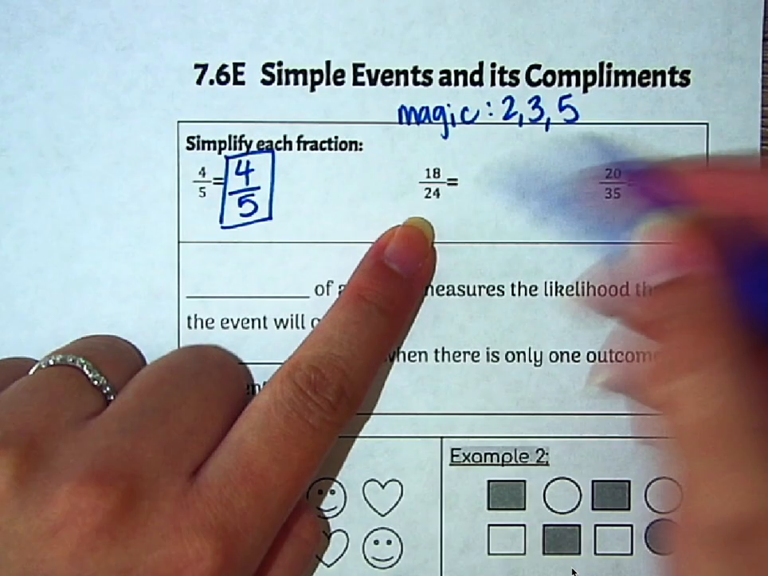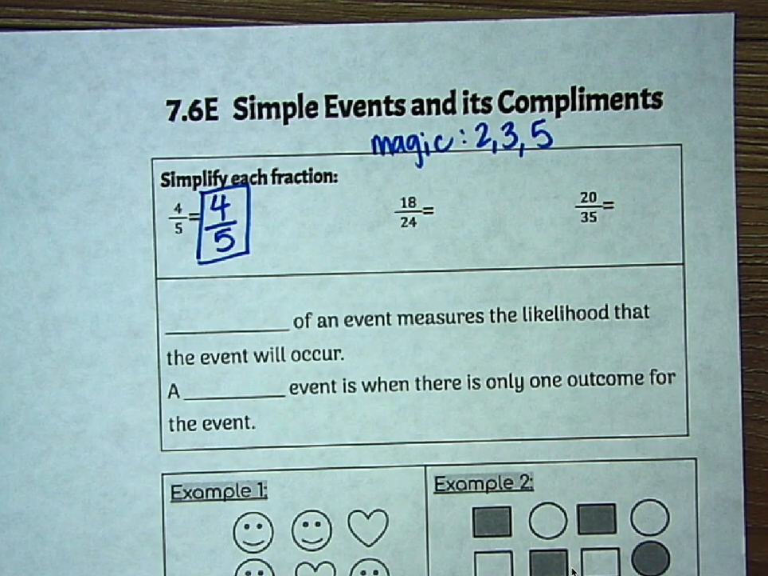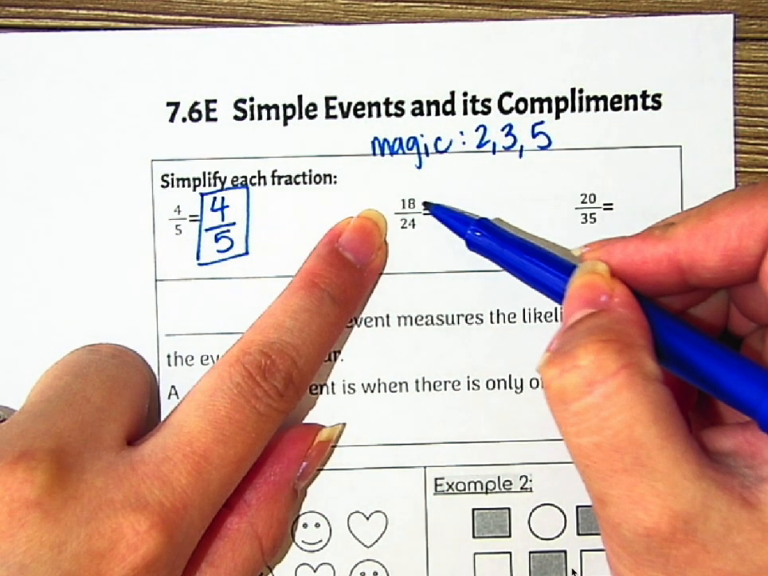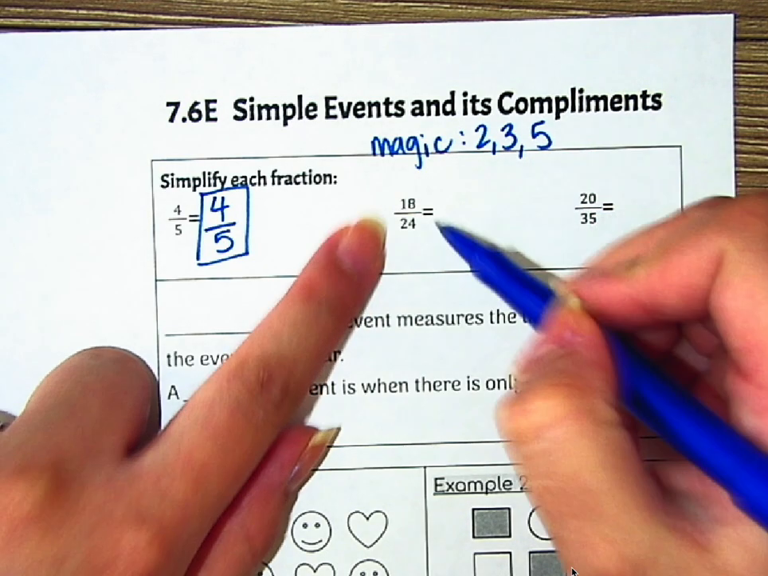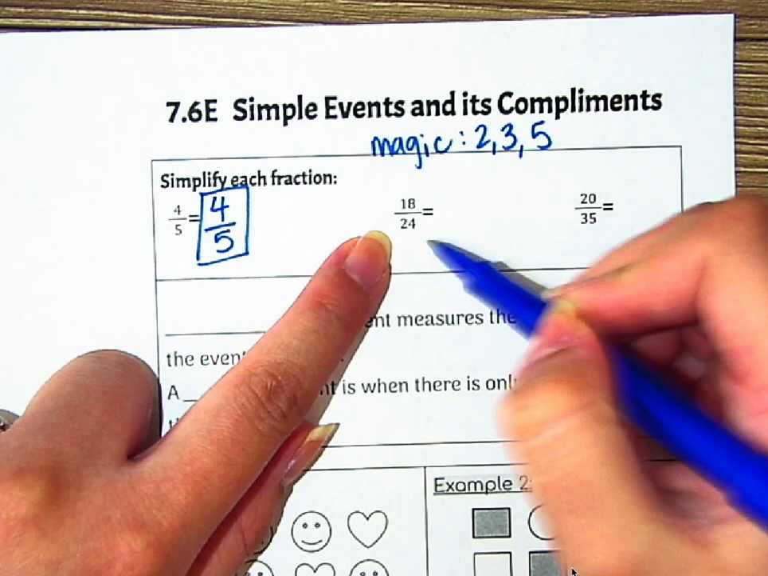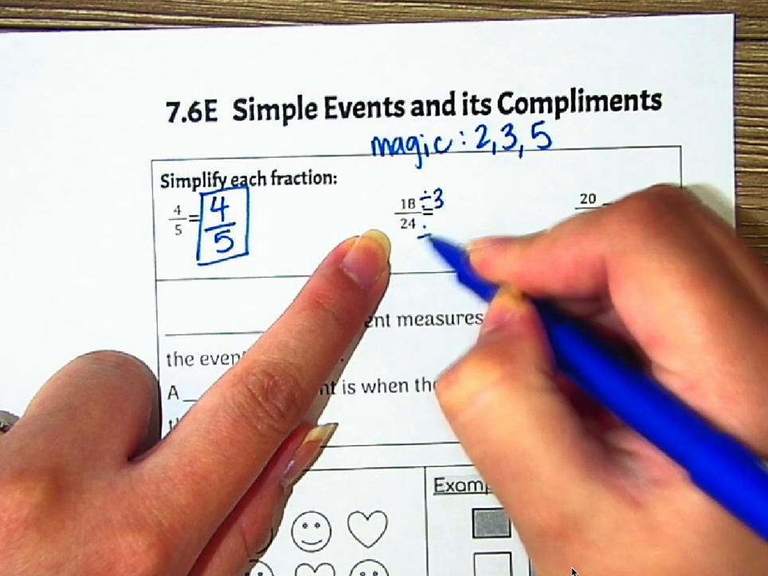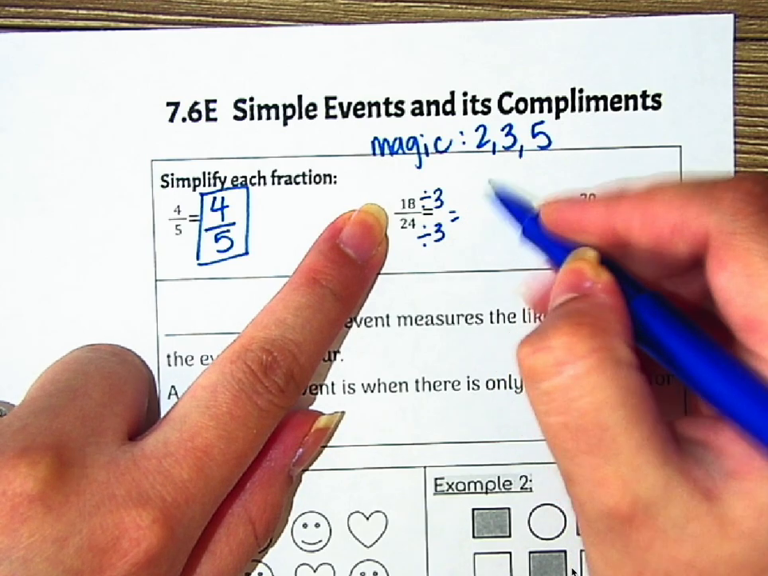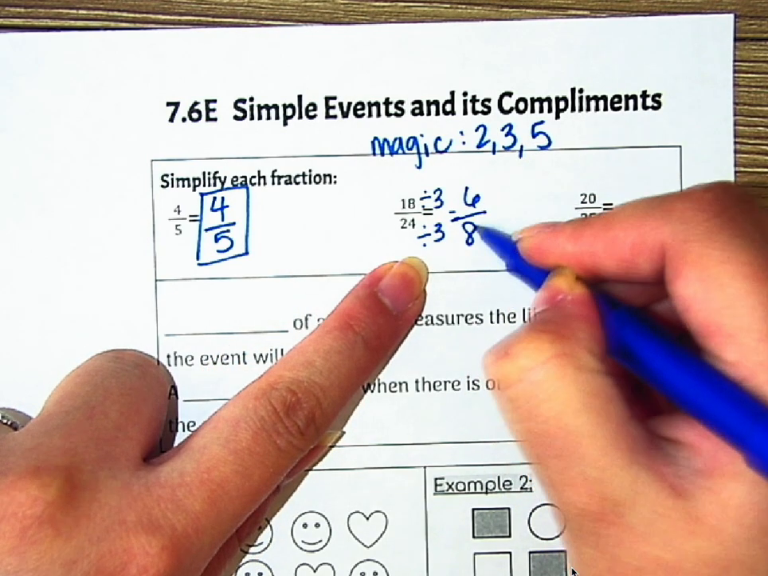Okay, the next one, 18 over 24. These are pretty big numbers, but we are going to see first if we can divide by 2. The top number, yep, it's even, so they can be divided by 2, but I know that 18 can be divided by 3, and 24 as well, so I'm going to divide the top and bottom number by 3. So 18 divided by 3 is 6, and 24 divided by 3 is 8.